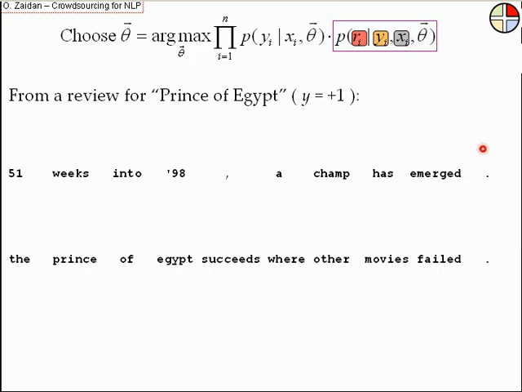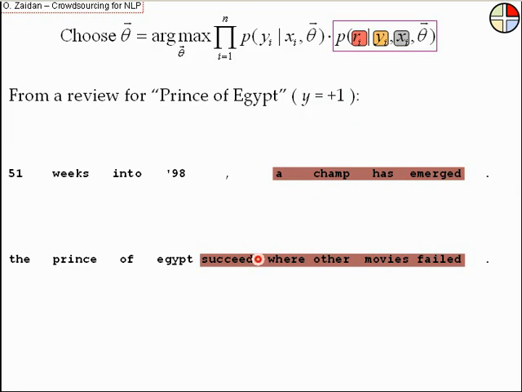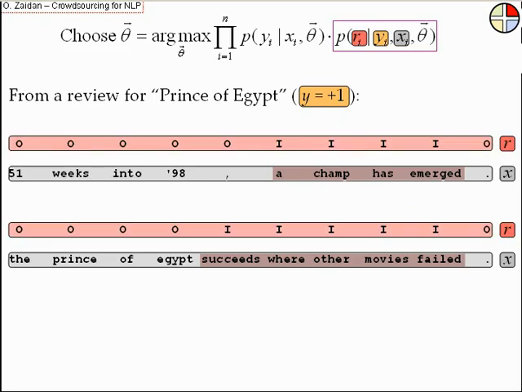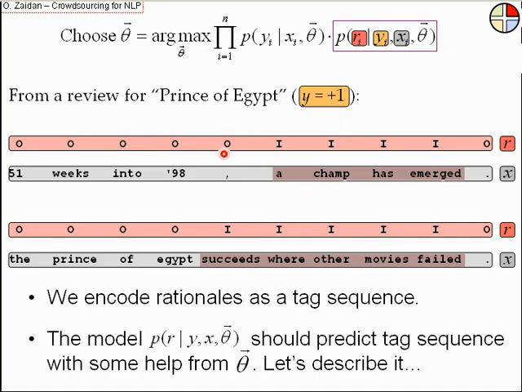So here's a snippet from a review for Prince of Egypt. This happened to be a positive review. And here are the highlights for two rationales from that snippet. Now, we are going to encode the rationale annotation as a sequence of I and O tags. A word gets an I tag if it appears within a rationale, and an O tag if it appears outside all rationales. So basically we're going to encode the rationales as a tag sequence, and the model is going to predict that tag sequence with some help from the weight vector. And we're going to basically use a CRF, just like you would do with things like part of speech tagging or named entity recognition.